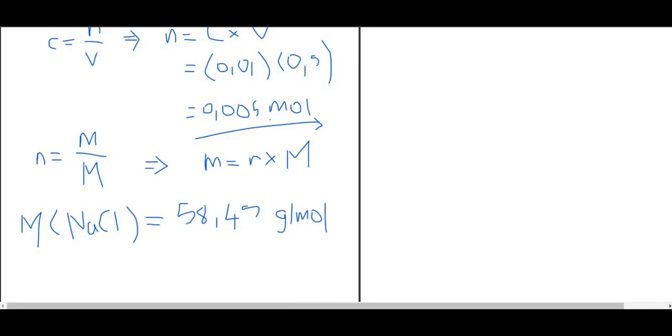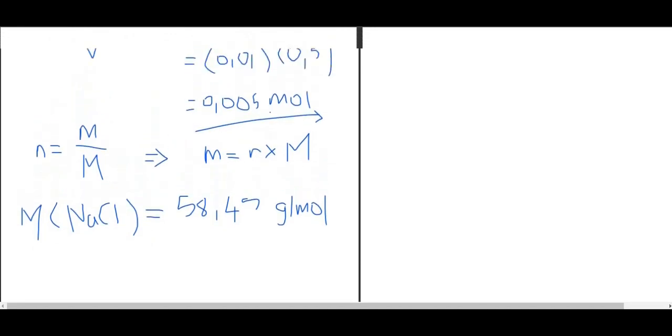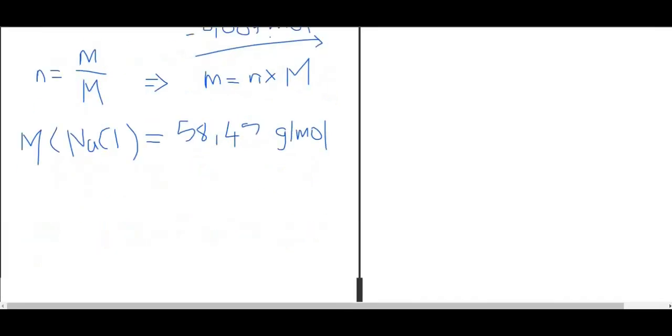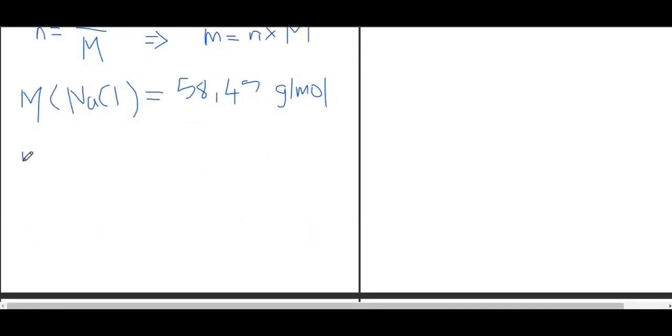Right? So now I have the number of moles and I also have big letter M. It means I can actually determine the mass. So small letter m, you can say, okay, the number of moles was 0.005, multiplied by the molar mass, which is 58.45.